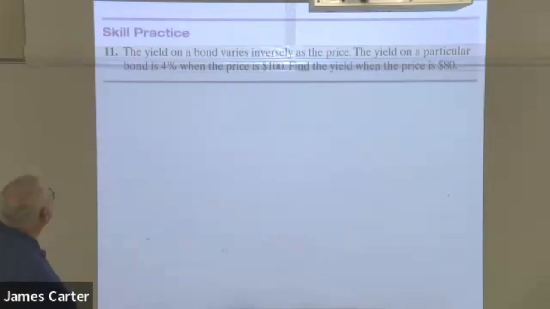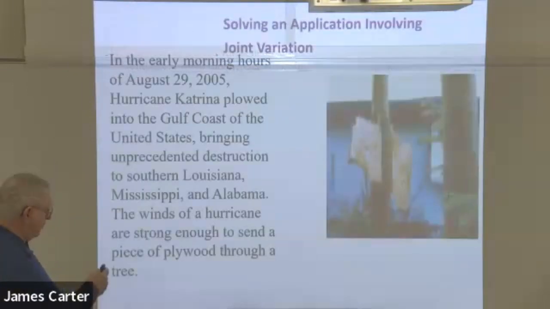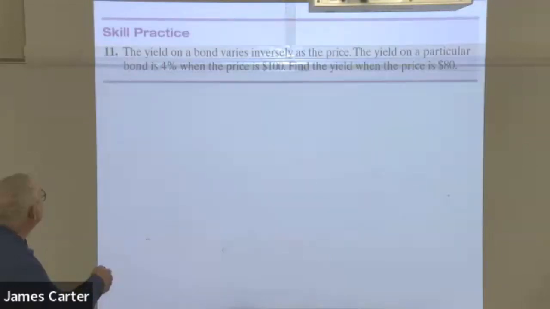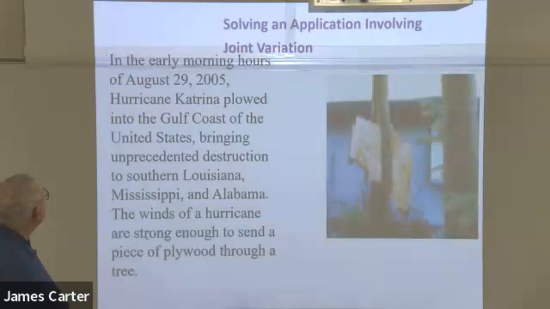All right, here's another one. This one deals with investments. Okay, we're going to skip over that one for right now. Let's do some joint variation, multiple variables.